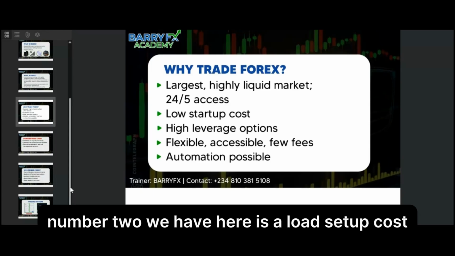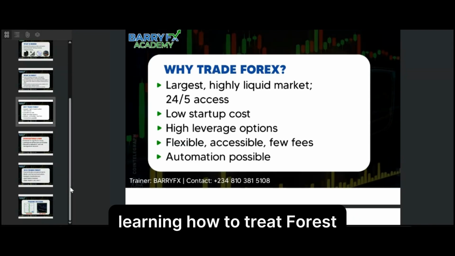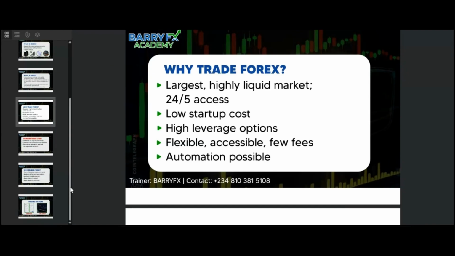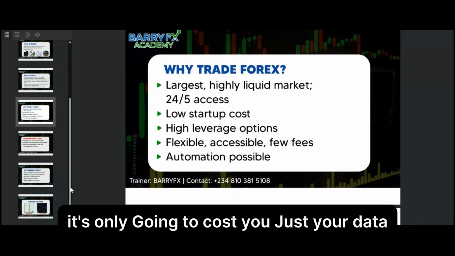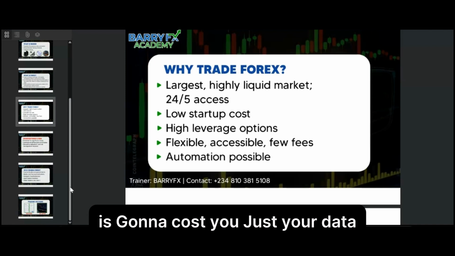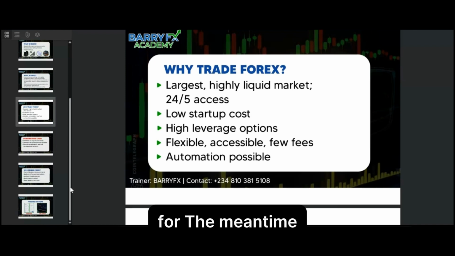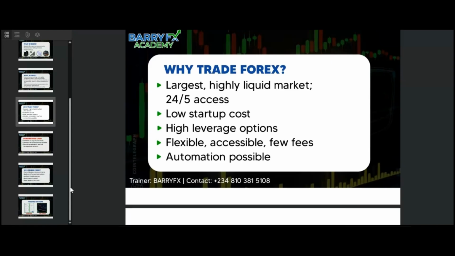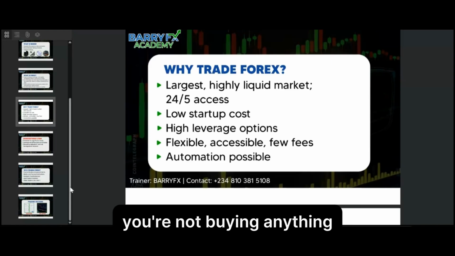So number two we have here is low setup cost. Learning how to trade forex is not going to cost you anything. It's only going to cost you just your data for the meantime, because you don't have to go buy this, go buy that. Nobody should deceive you. You are not buying anything.